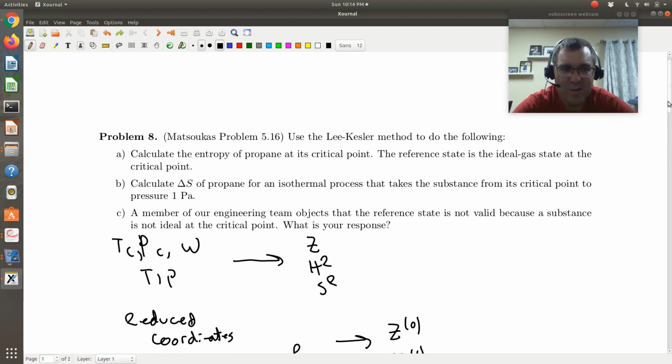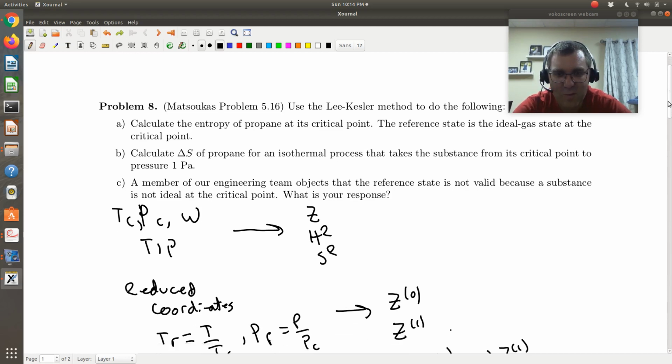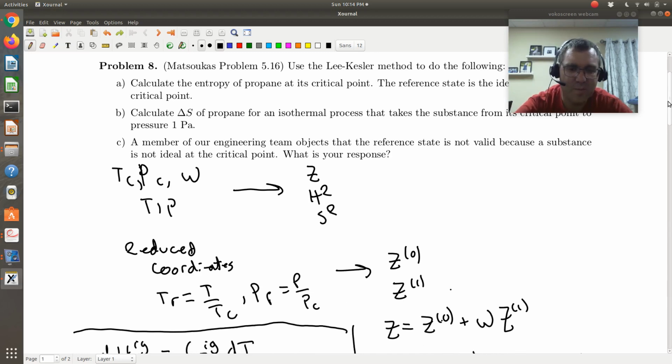All right, so now that we have all these preliminaries out of the way, let's get to work. In A, it says calculate the entropy of propane at its critical point. The reference state is the ideal gas state at the critical point. So where this is unique is our actual state is the critical point, and the reference state is an ideal gas at the critical point. Our two states are the same, right? Our actual state and our reference state are both referring to the critical point.